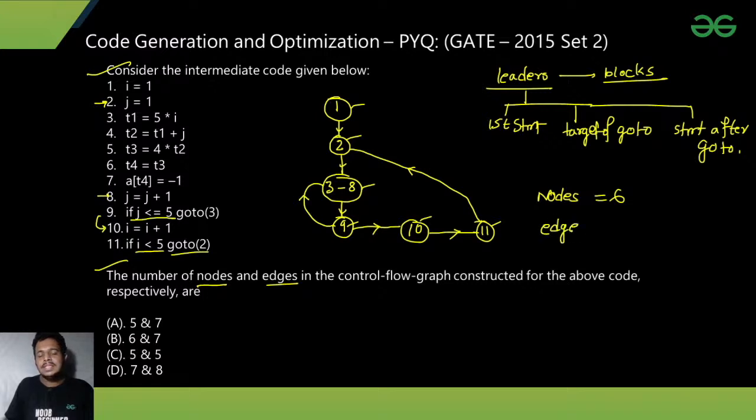And how many edges are there? Edges we can find: 1 edge, 2, 3, 4, 5, 6 and 7 edges. Okay, so total 7 edges and 6 nodes are there. So option B is going to be the correct option for this question.